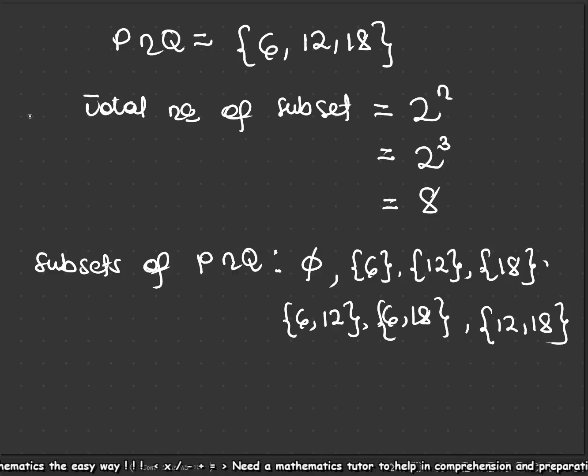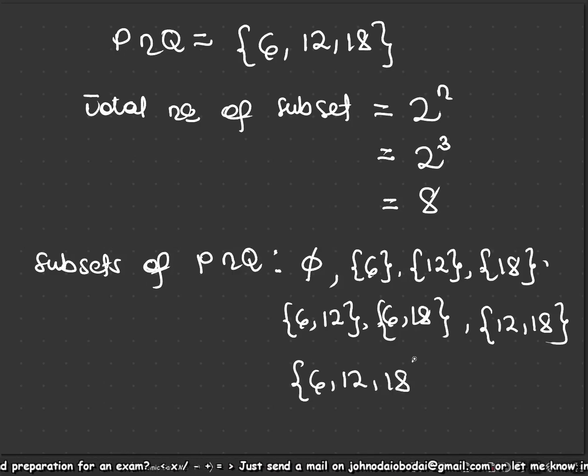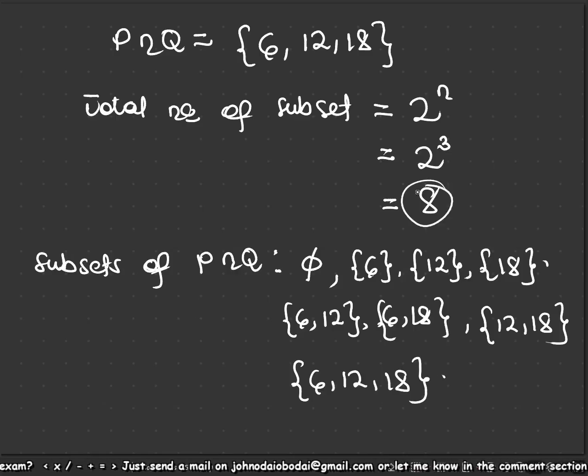Now we are expecting 8 subsets. So far we have 1, 2, 3, 4, 5, 6, 7. Then the last one, we say every set is a subset of itself. So as we have listed all of this, we include this set, that is 6, 12, 18, and that completes our 8. You get it?